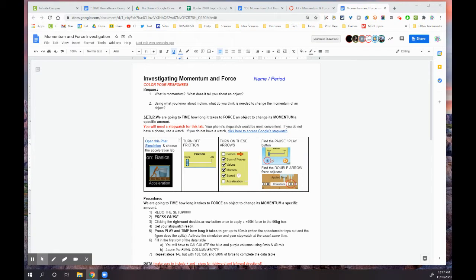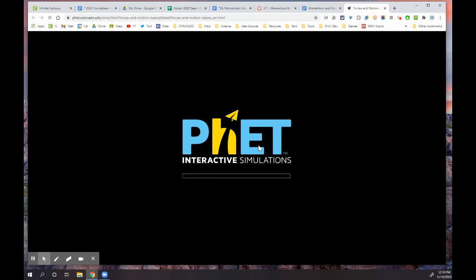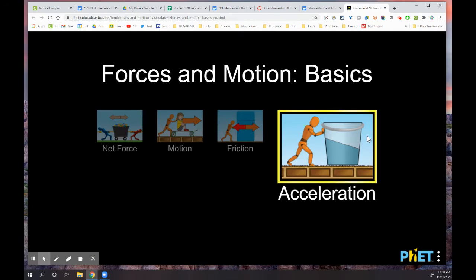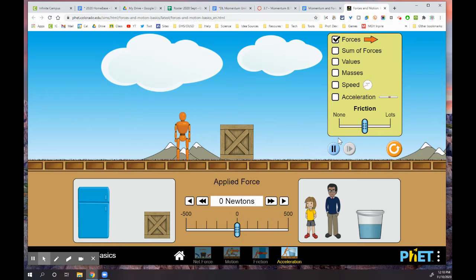All right, welcome to the brief overview of the setup for the Investigating Momentum and Force Lab, looking at impulse. So again, the instructions are here, you just need to read it, but this is your visual guide. We are going to need a stopwatch, so figure out how you're going to use a stopwatch. When you open the PhET simulation, we are going to be using the acceleration tab.